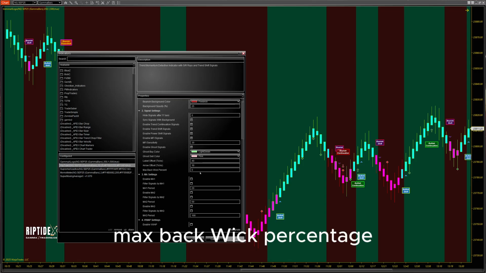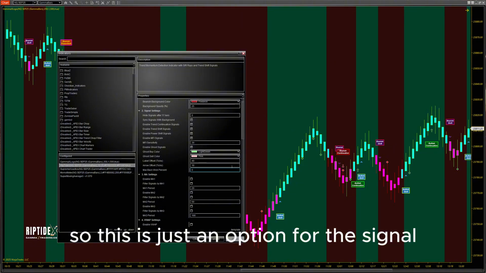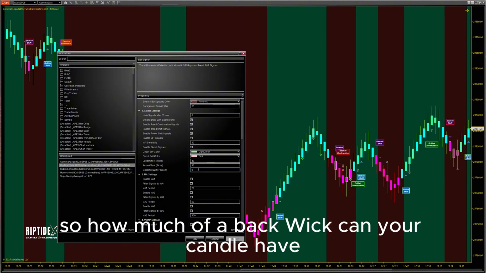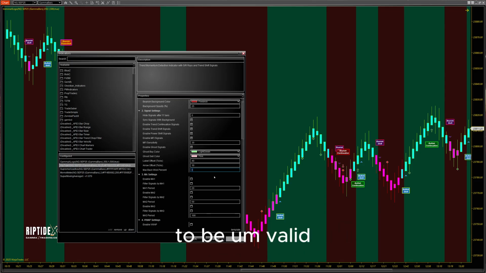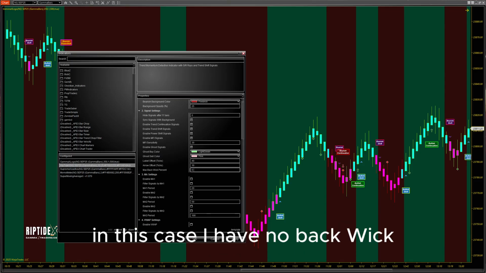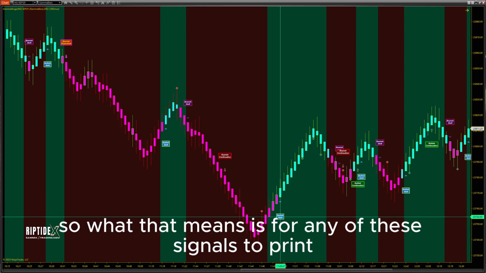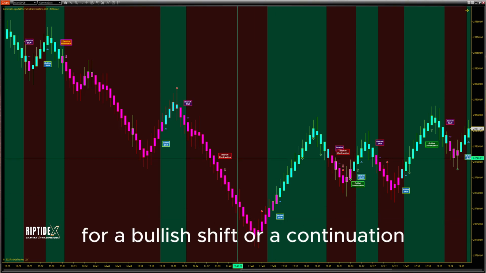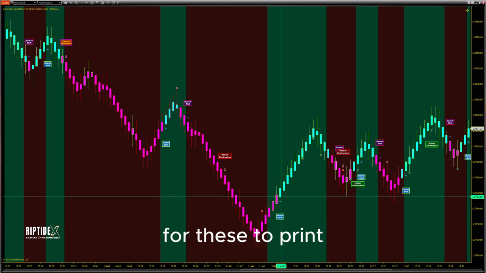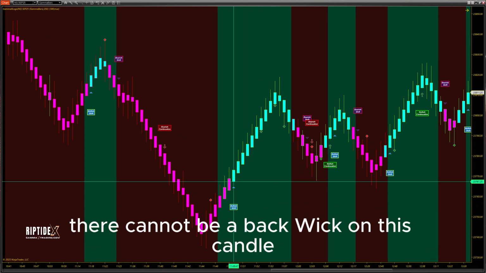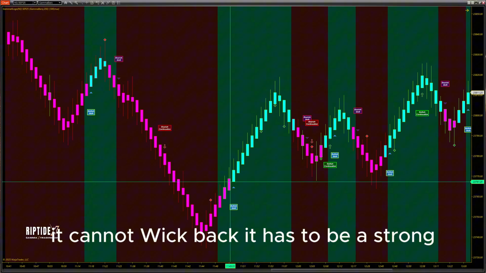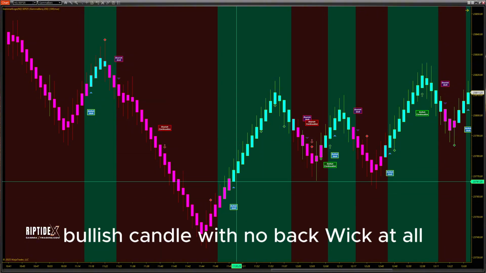Max back wick percentage. This is just an option for the signal. How much of a back wick can your candle have for this signal to be valid? In this case, I have no back wick. So for any of these signals to print, for a bullish shift or a continuation, there cannot be a back wick on this candle. It has to be a strong bullish candle with no back wick at all.